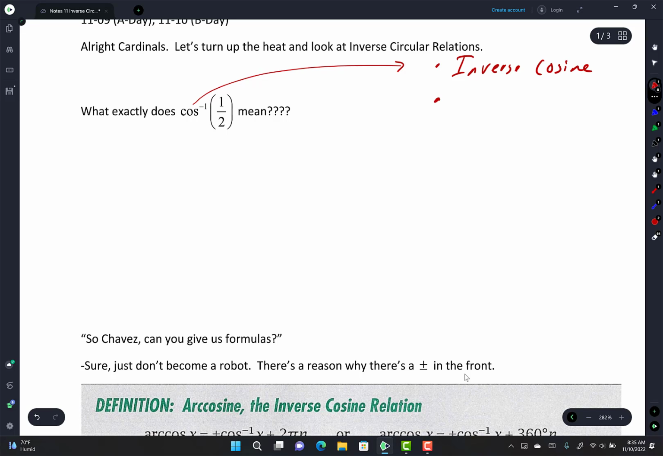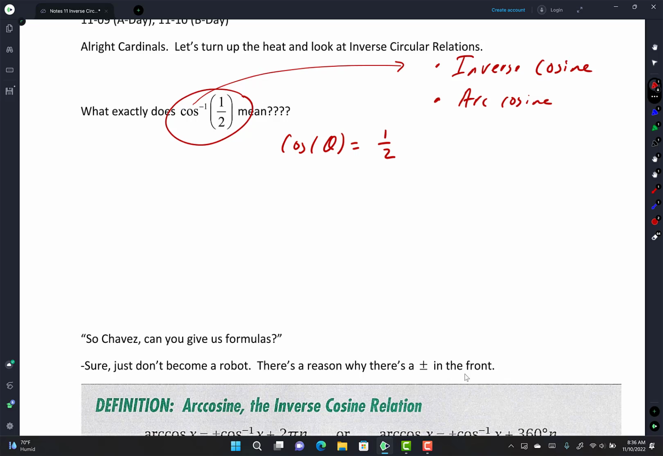or you read it as arc cosine. They are both the same. They mean the same thing. I usually tend to say inverse cosine, but if you say arc cosine, it's the same. And basically what it means is this. Cosine, so what does that mean? So it means cosine of some angle equals a half. That's what it means. So obviously there's infinitely many answers to this.